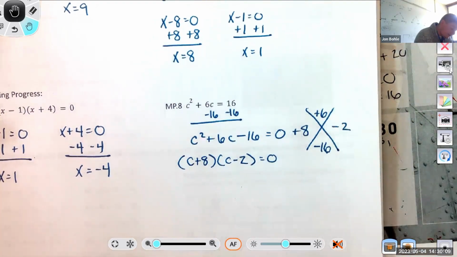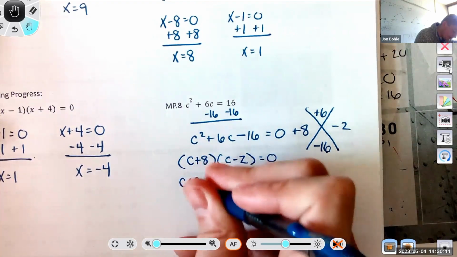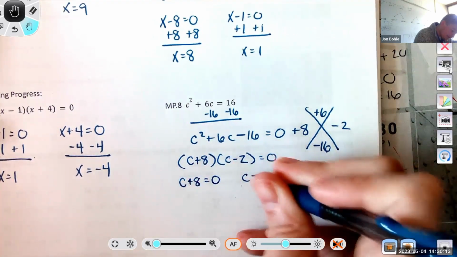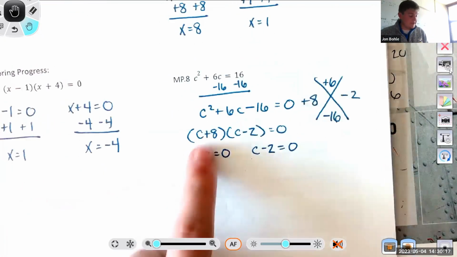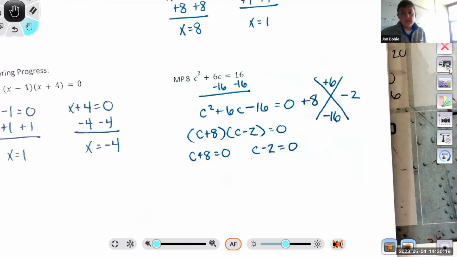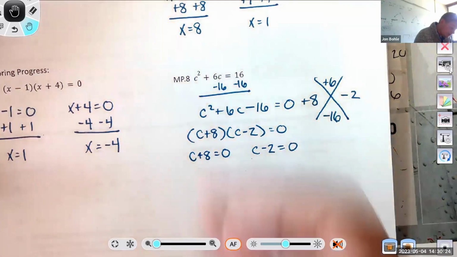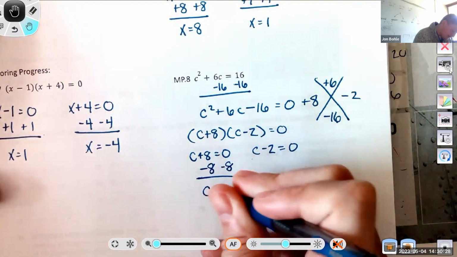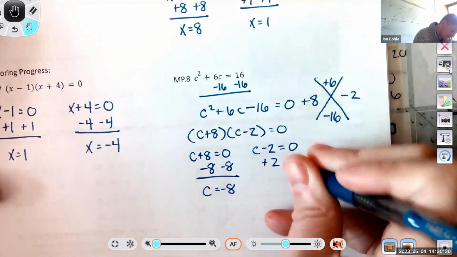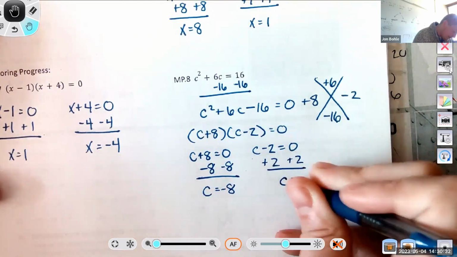And then set each of those factors equal to 0. C plus 8 equals 0. C minus 2 equals 0. And this is using, again, the zero product property. One number, c plus 8, times the second number, c minus 2, my result is 0, that means one of them is 0. So here, I subtract 8 from both sides, c equals -8, and add 2 to both sides, c is equal to 2.